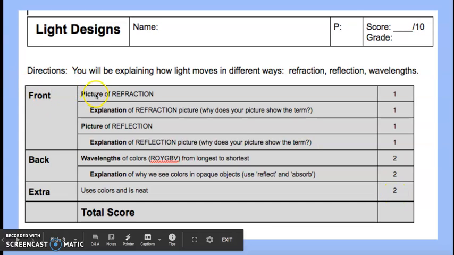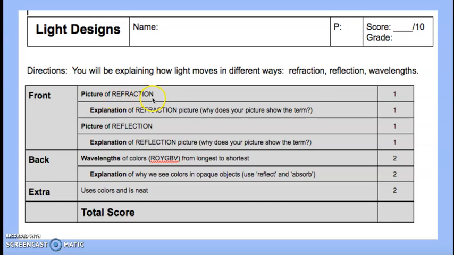On the front, you have to draw a picture of refraction. Refraction, that is 1 point. Then you have to explain your refraction picture. Why does your picture show refraction? That is 1 point. You also need a picture of reflection, 1 point, and an explanation of why your picture shows reflection, 1 point.